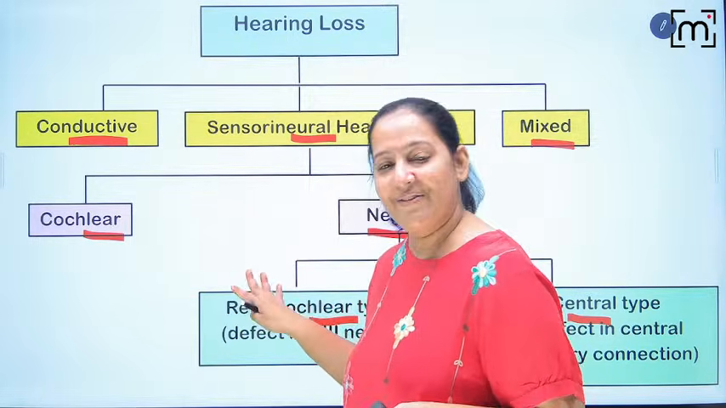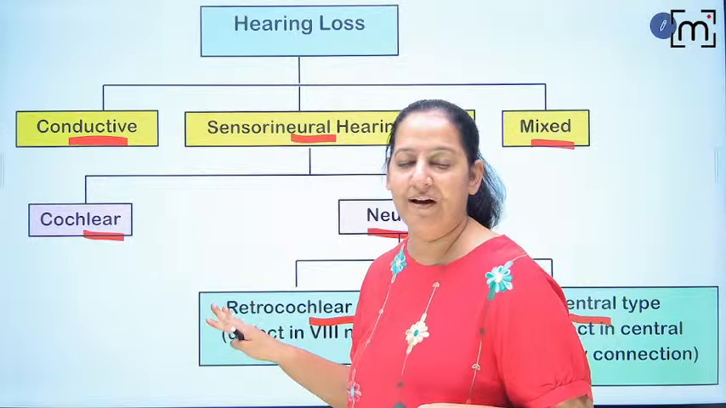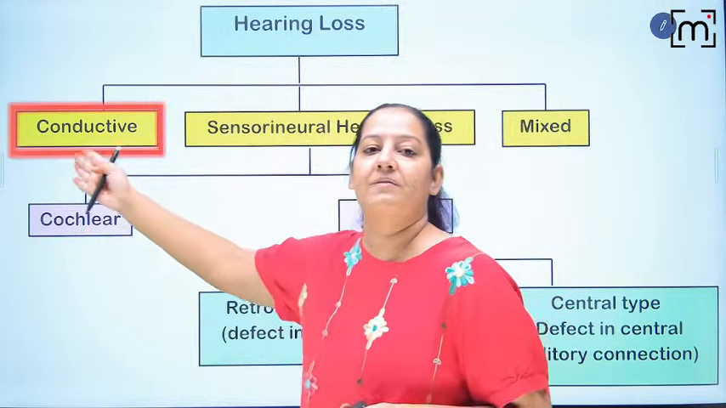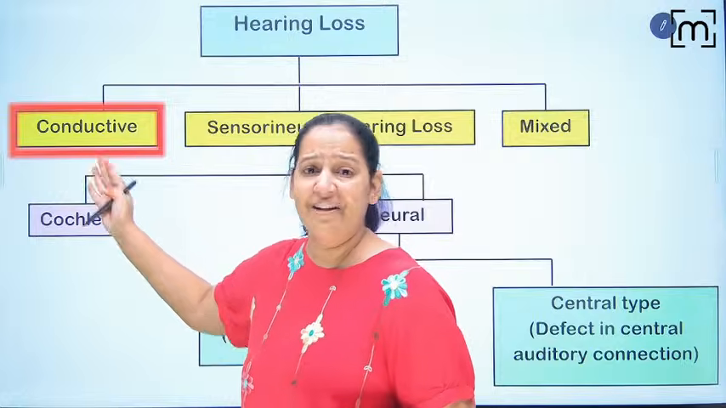So this is the classification of hearing loss you have to learn, and now we will come to the test. First, tell me the definition of the three types. Let's start with the conductive. What is conductive hearing loss?